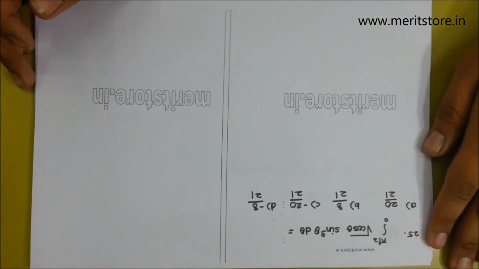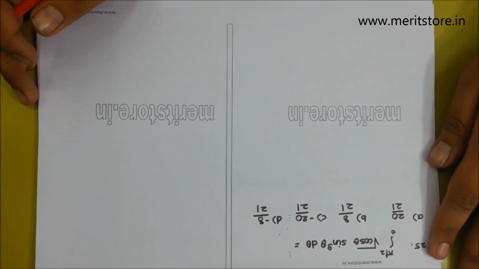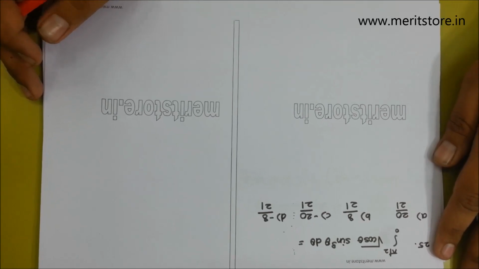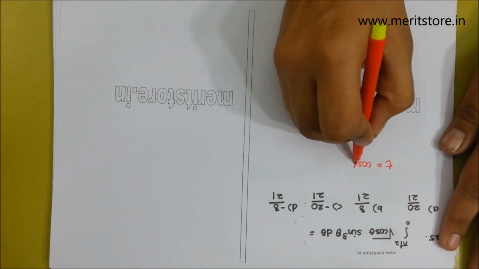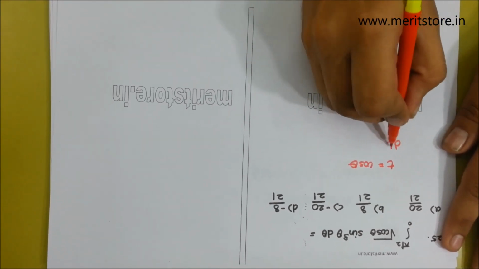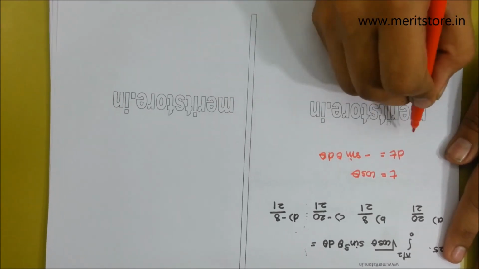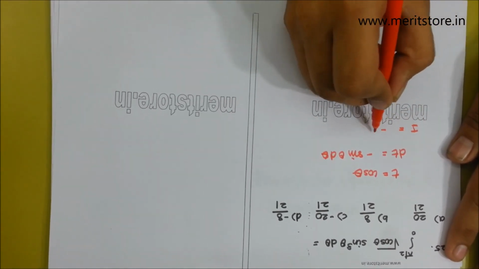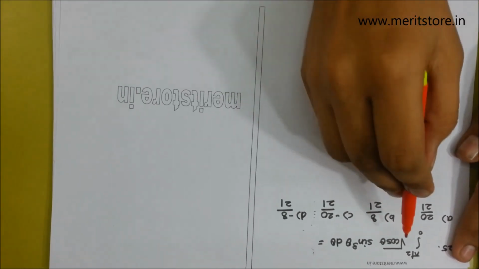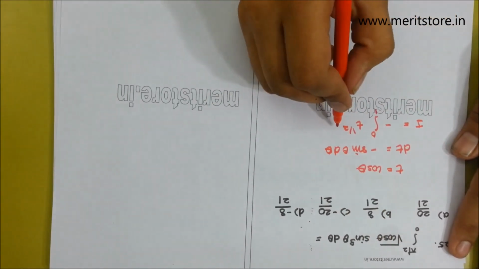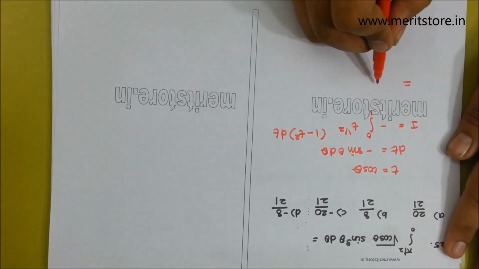Number 25. Integration from 0 to pi by 2 of square root of cos theta sine cube theta d theta is equal to. Now to solve this question, we can consider t is equal to cos theta. Differentiating both the sides, what we get is dt is equal to minus sin theta d theta. Then I is equal to minus integral from 1 to 0 of t raised to 1 by 2, that is cos theta was t, to t raised to 1 by 2, 1 minus t square dt.